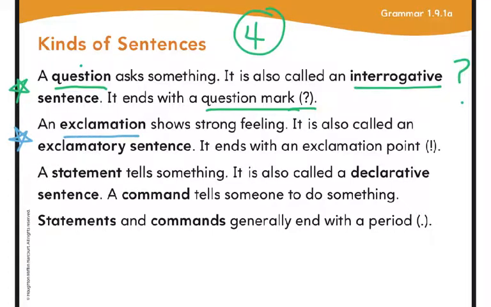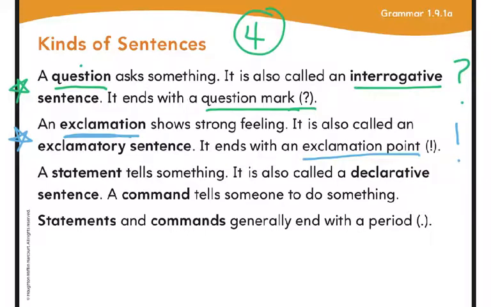An exclamation shows strong feeling. It is also called an exclamatory sentence, but we're going to remember exclamation. It ends with an exclamation point. And usually, what it means when it shows strong feeling is you're showing you're excited, you're scared, you just want to scream, or you're surprised. That's what I think about when I think about exclamation. And we've practiced those as well.